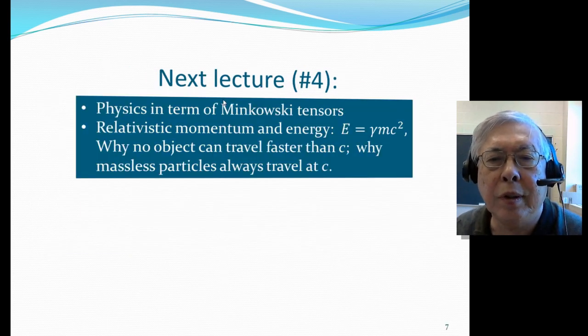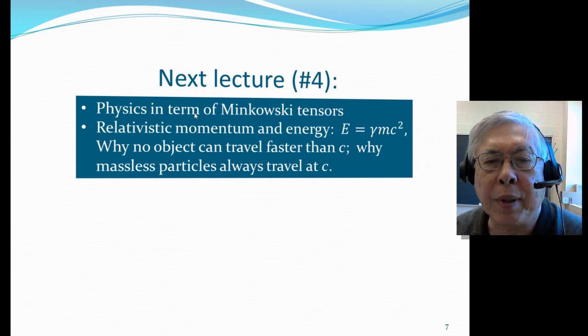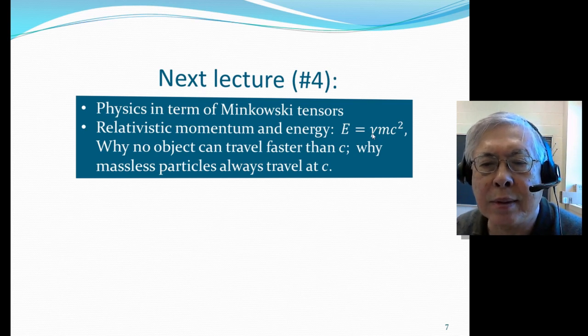Lecture number 4: next time we'll talk about the physics in Minkowski space, and written in those terms, a lot of things are much more compact. We'll also talk about relativistic momentum and energy. In particular, relativistic energy is equal to gamma m c squared, where gamma is the same Lorentz factor. We'll also show that no object can travel faster than c, and that massless particles always travel at c. Okay, that's the end of this session.